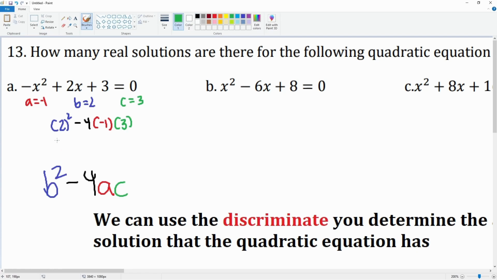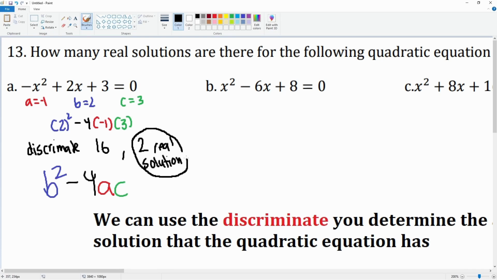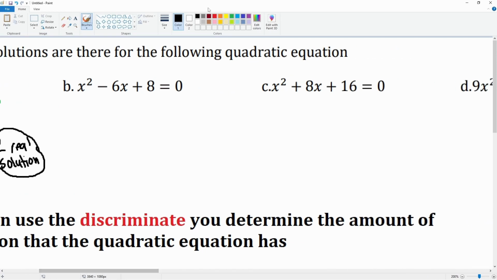So the discriminant is 16, which is positive. So it has 2 real solutions. Okay, so if you solve this, you're going to see how it has 2 real solutions. All right, okay, next part.